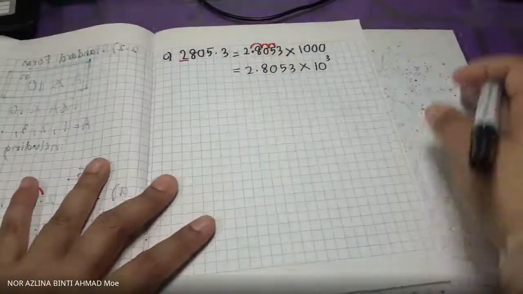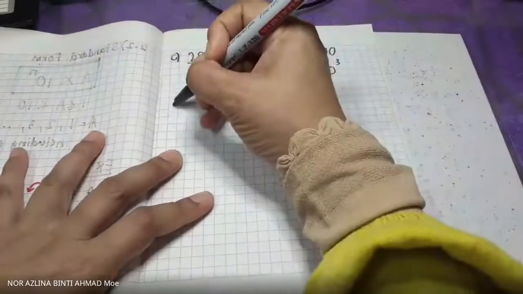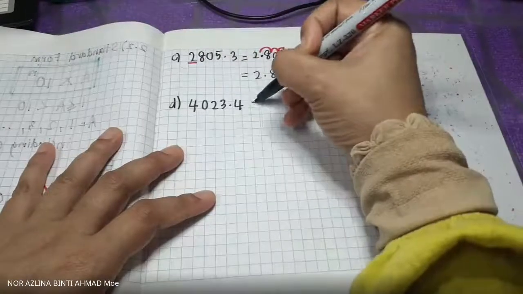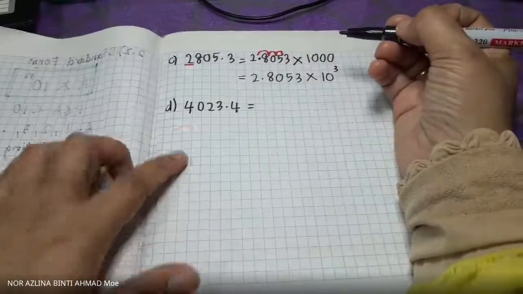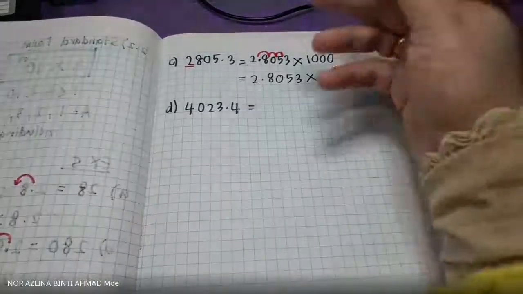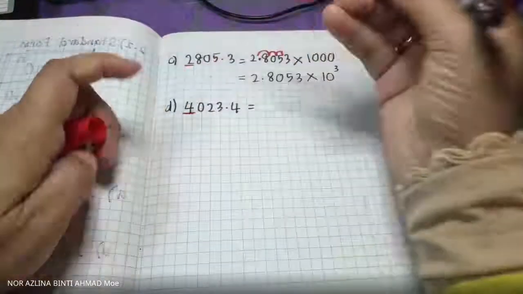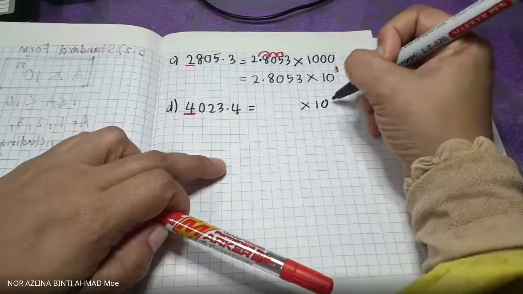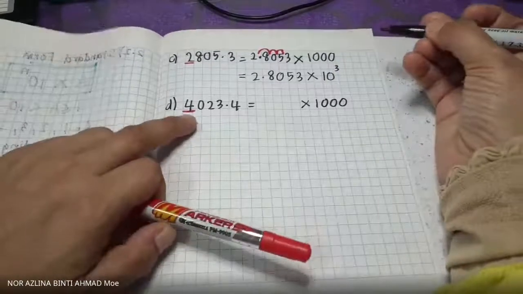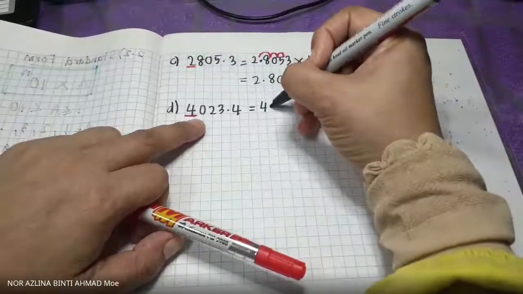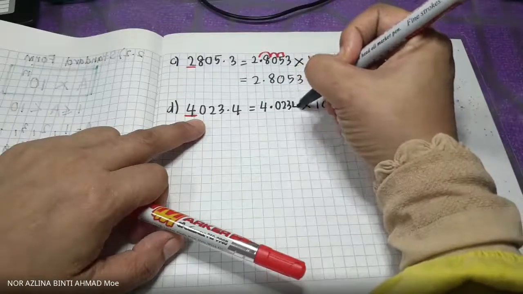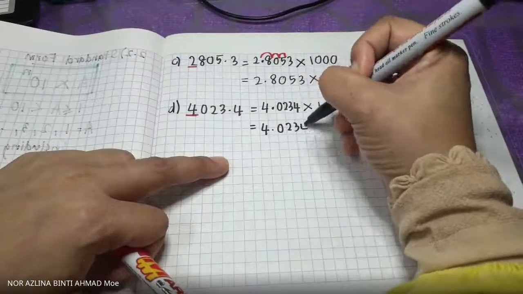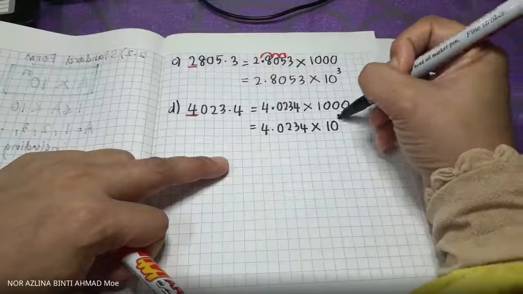Okay, I give another example. Let's say 4023.4. Okay, so this is 1000. The number of 4, the first number is 1000. So we multiply 1000. Okay. And here become 4.0234. So this is equal to 4.0234 multiply 10 to the power of 3.